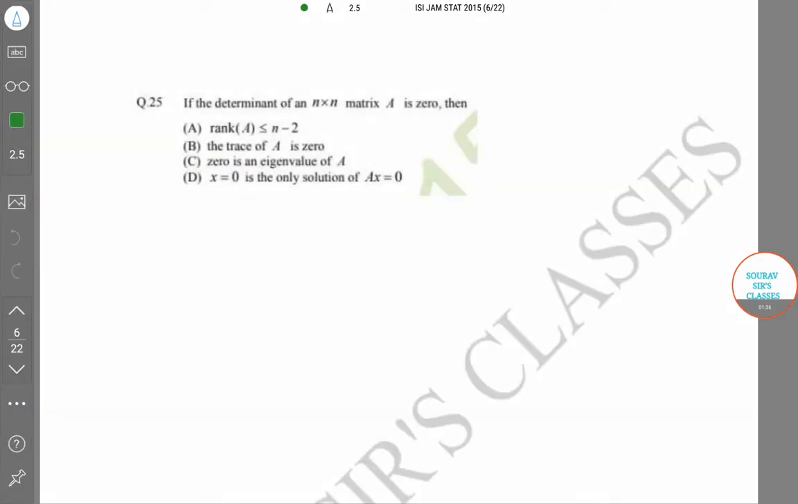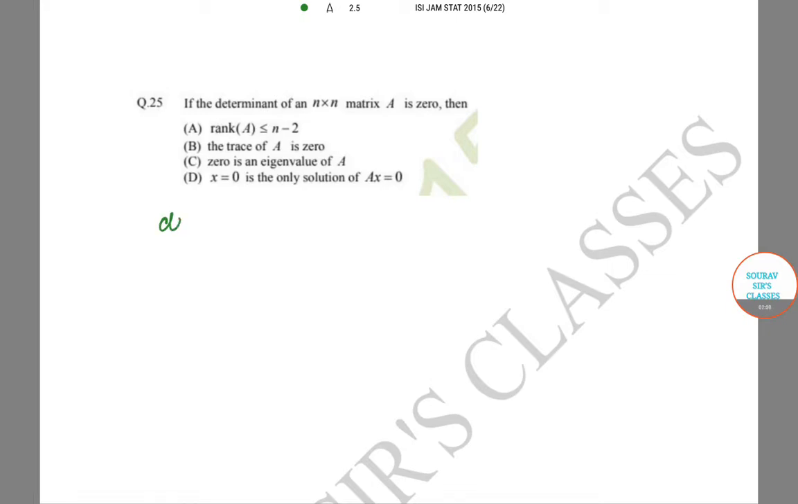Now we move on to our next problem. It says that if the determinant of an n cross n matrix A is 0, then the rank of A is less than n minus 2, trace of A is 0, 0 is an eigenvalue, x equal to 0 is the only solution of Ax equal to 0.